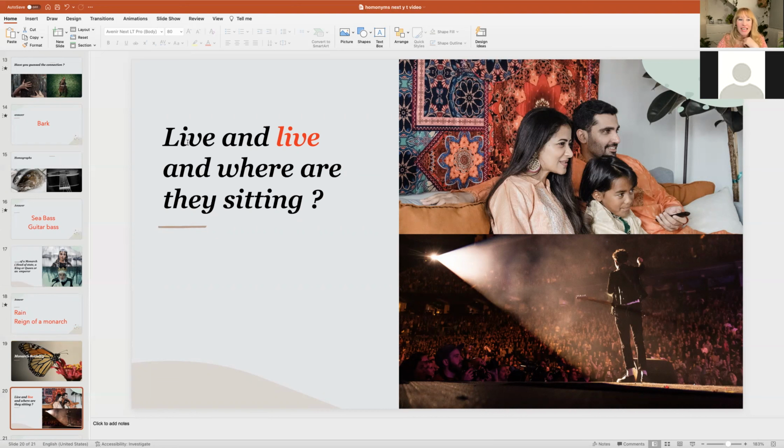We have live and live. Okay, so we have a picture here, the top picture of a family. They are living. They are, you could say, alive. And this bottom picture, we have a live concert, something that is happening now.